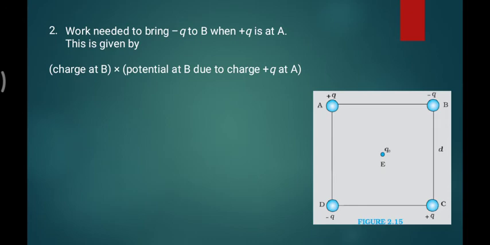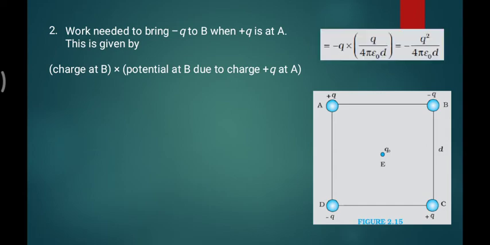Second, the work needed to bring the minus Q charge to point B when the Q charge at point A is already present. The already present charge generates its potential. So the work to be done is the potential of the system which exists, which is Q1, times the charge you bring, which is Q2. So Q2 times the potential of 1. Here Q2 is nothing but minus Q for our calculations, and the potential due to the first charge is Q upon 4 pi epsilon 0 R, where R is the distance D between them.